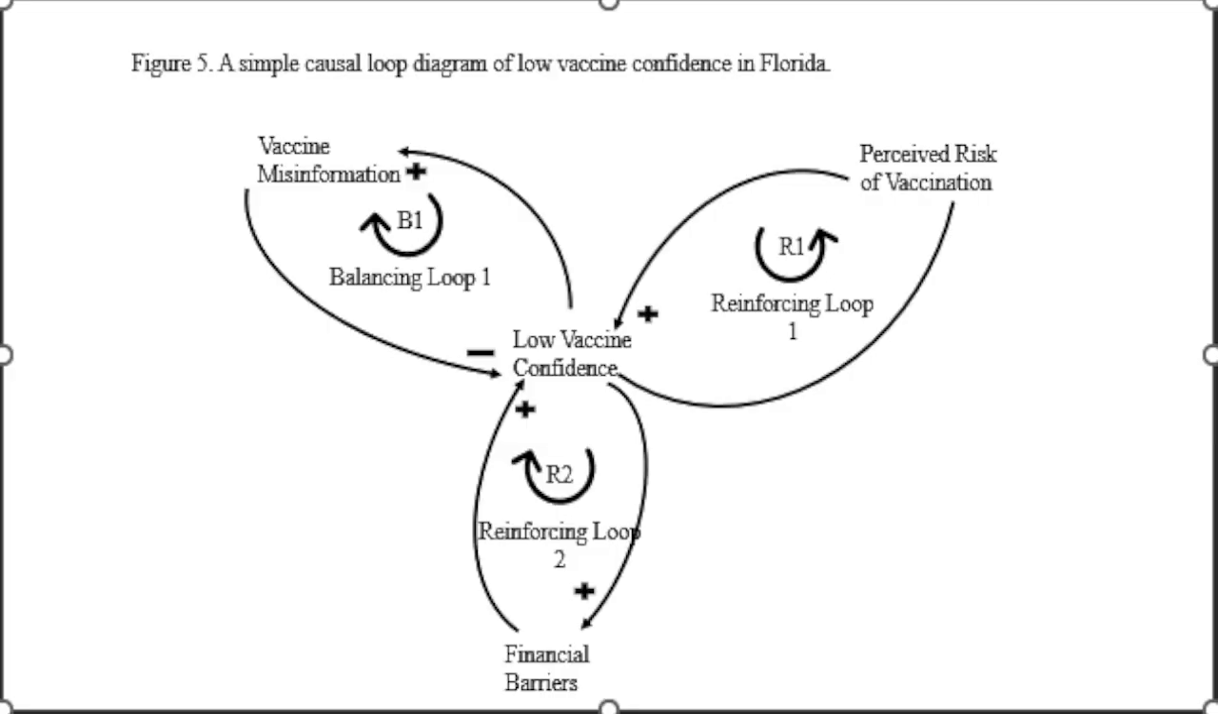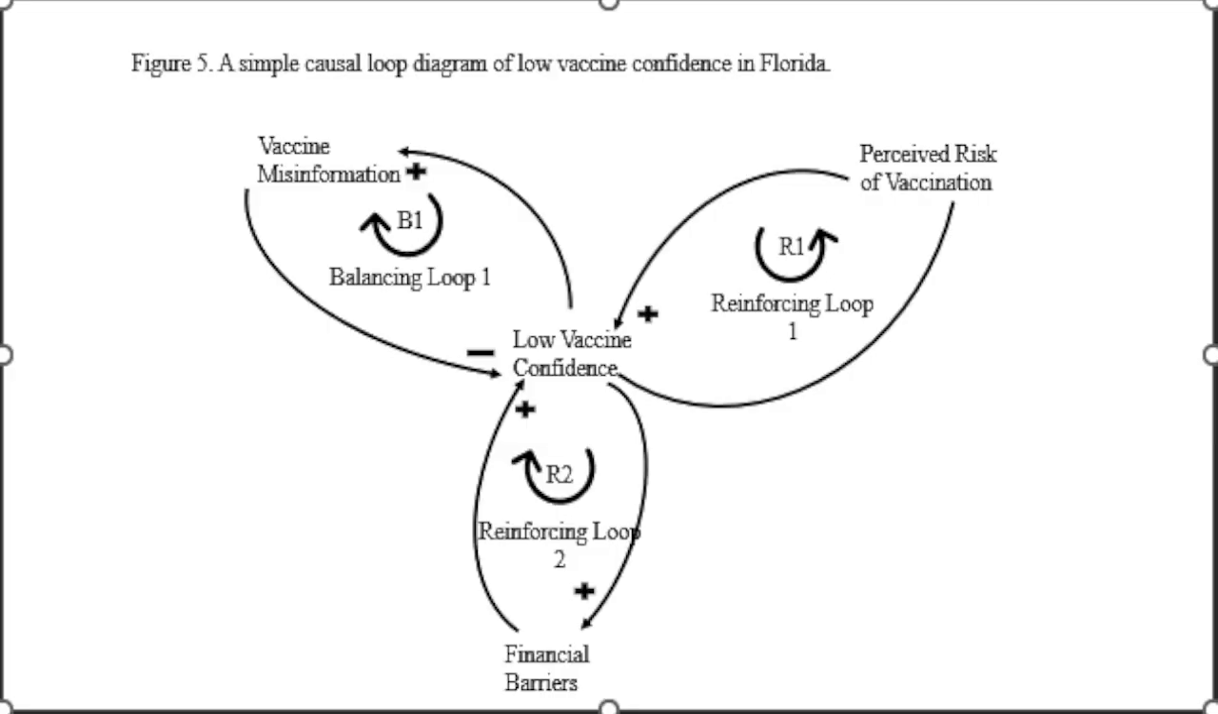Let me take a moment to explain the minus signs and the plus signs you're seeing here between variables. A plus sign means both variables move in the same direction. If one increases, the other increases as well. If one decreases, the other one decreases, vice versa. A minus sign means they move in the opposite direction.